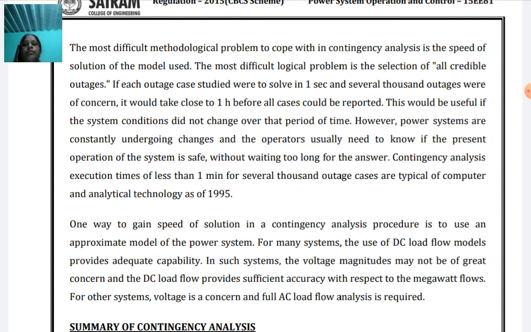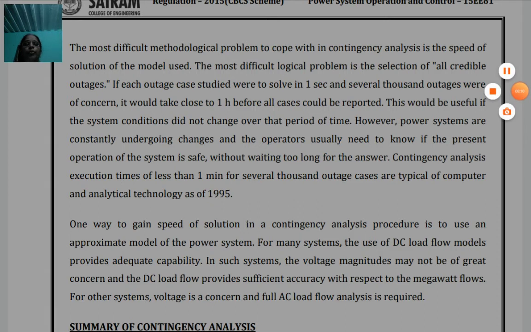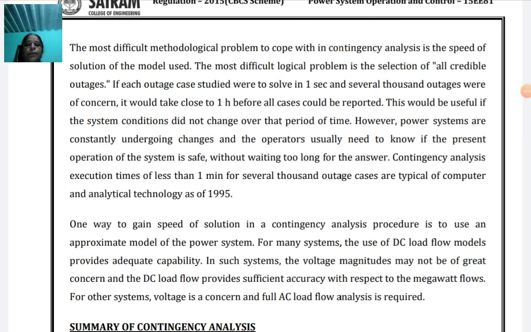So what is the way to gain speed of solution in the contingency analysis procedure? One way is to use an appropriate model of the power system. If we use an appropriate model, we can gain speed of solution in the contingency analysis procedure.